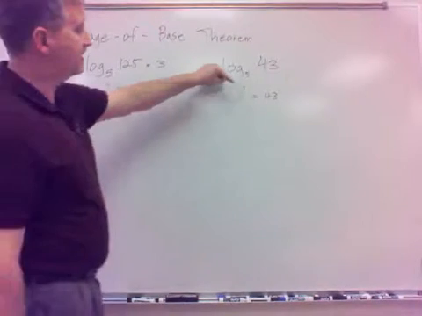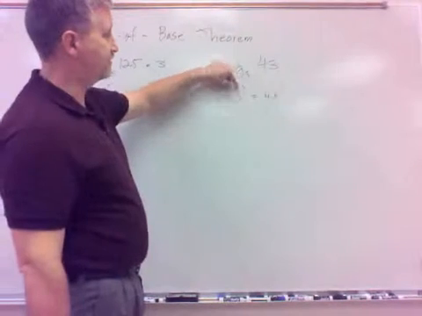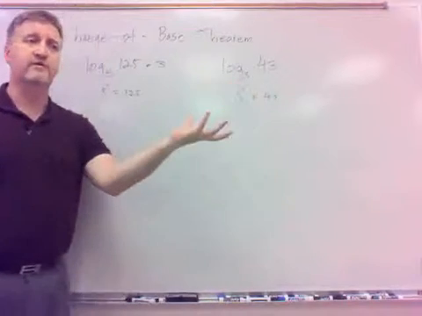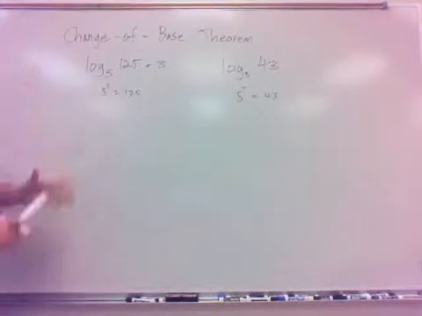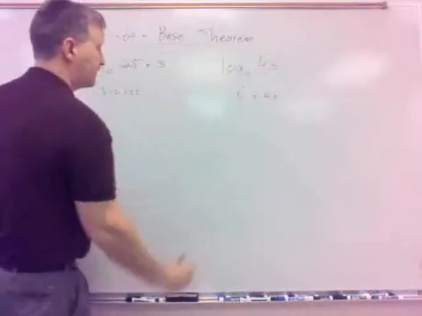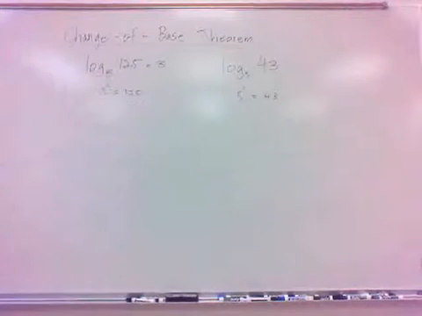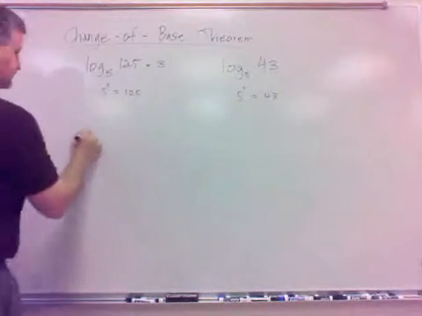5 to the second is 25. 5 to the third is 125. So the power is somewhere between 2 and 3, right? How do we get it more precisely, though? Well, that's where this comes in, the change of base theorem. And the change of base theorem works like this.